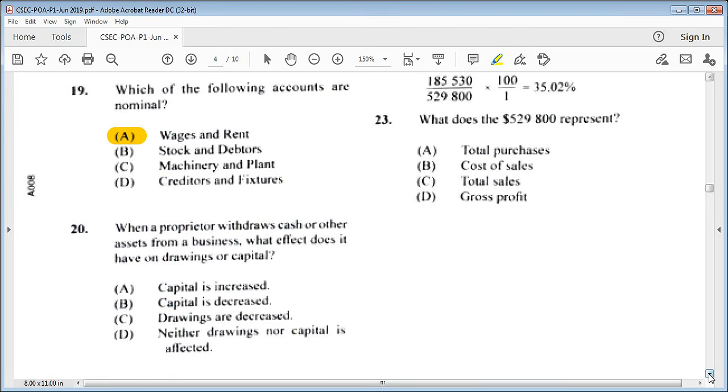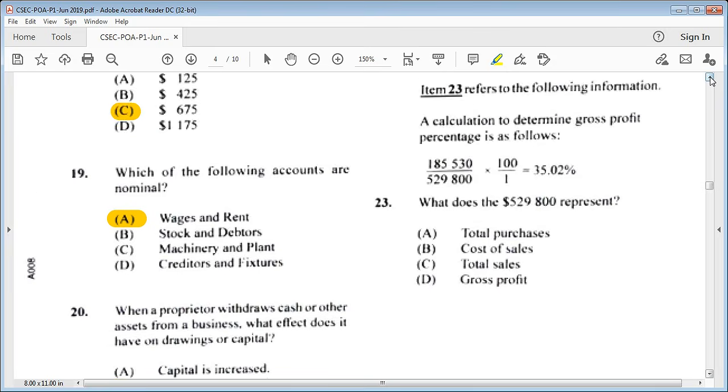When a proprietor withdraws cash or other assets from a business, what effect does it have on drawings or capital? A, capital is increased. B, capital is decreased. C, drawings are decreased. D, neither drawings nor capital is affected. We know it is B, capital is decreased. Let's move on to 21.